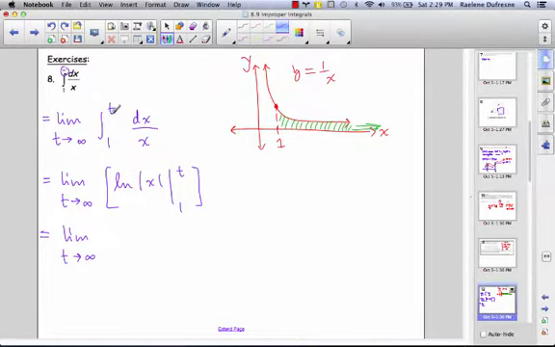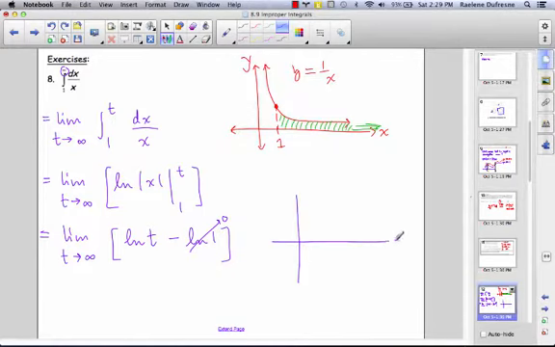Since 1 and t are between 1 and infinity, we don't need the absolute values, and we get ln of t without absolute value minus ln of 1. The ln of 1 is 0, and then we can evaluate on the graph of ln of x, or ln of t. So if y is equal to the ln of t, as t approaches infinity, the height of the graph approaches infinity. And so we know that this limit is equal to infinity.